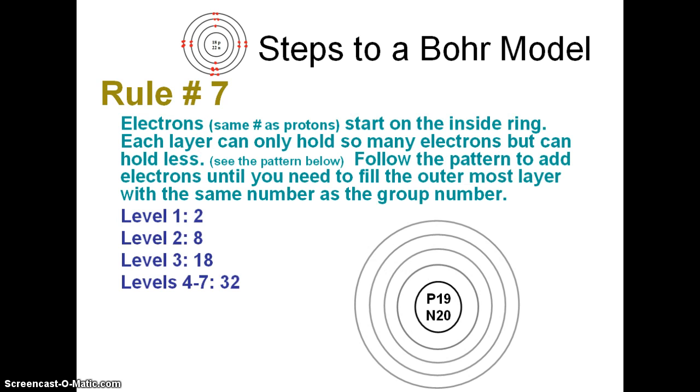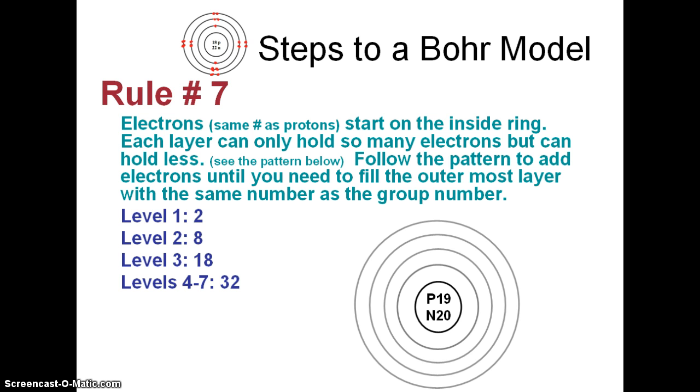So rule number 7, electrons start on the inside ring. Each layer can only hold so many electrons, but can hold less, and a lot of times they do. So you follow the pattern to add the electrons until you need to fill the outermost layer with the same number as the group number. Now I know that sounds confusing and it's really long to copy, but hopefully it'll make some sense when you get to this next one, when I show you basically.